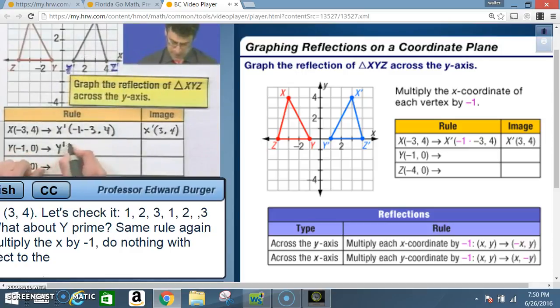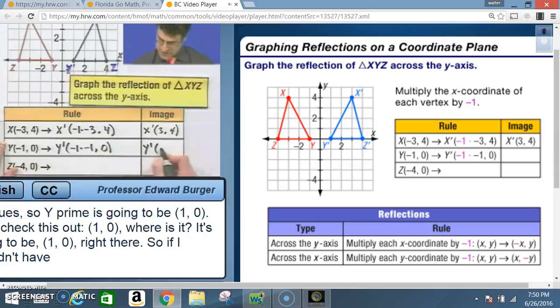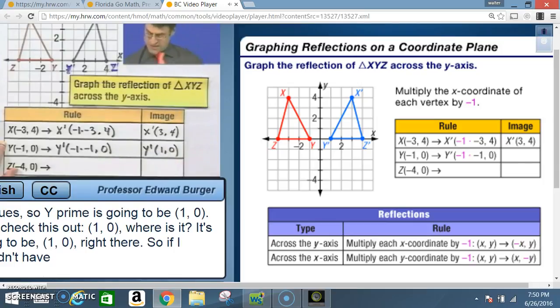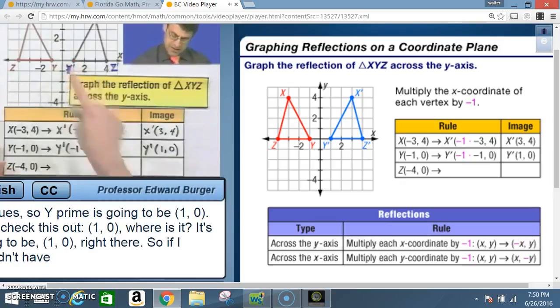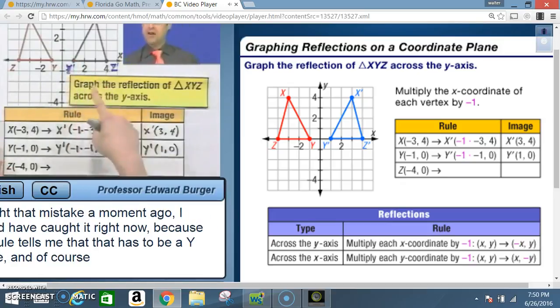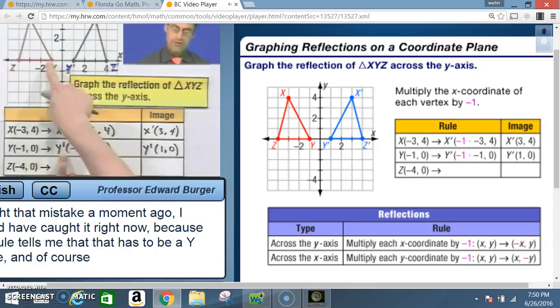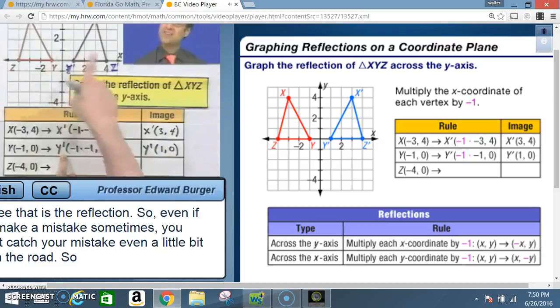What about Y prime? Same rule again. I multiply the x by -1, do nothing with respect to the y value, so Y prime is going to be (1, 0). Now check this out. (1, 0), where is it? That's right there. So if I wouldn't have caught that mistake a moment ago, I would have caught it right now, because the rule tells me that has to be Y prime, and of course we see that is the reflection. So even if you make a mistake sometimes, you might catch it later down the road. So that's awesome.